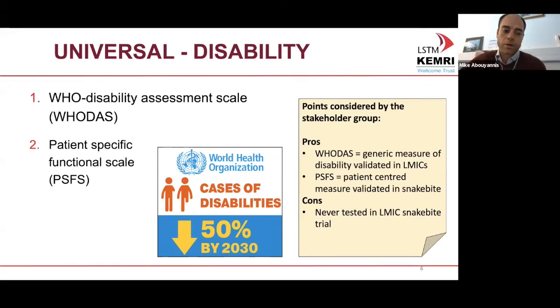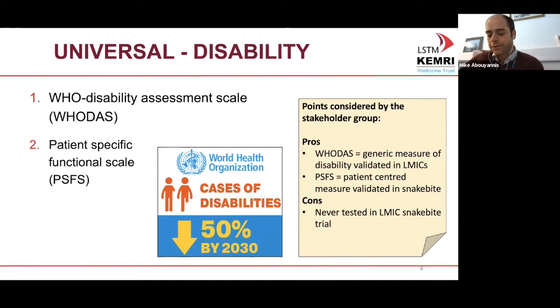The other core outcome measure was the patient-specific functional scale, which some of you may be familiar with as it's been used in snakebite trials in the past, although only in the USA. And this tool is highly patient-centered because patients are asked to choose functions that are important to them. For example, someone may say that they want to be able to return to work, and then over time they'll grade to what degree they've had recovery of that function.